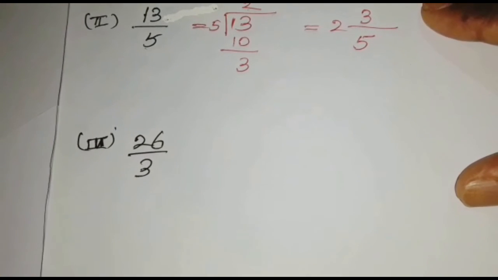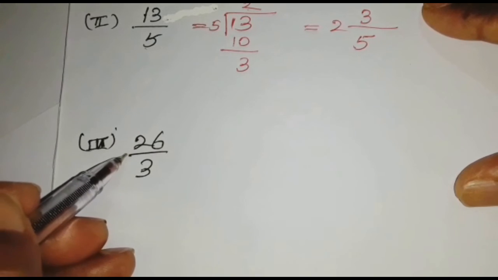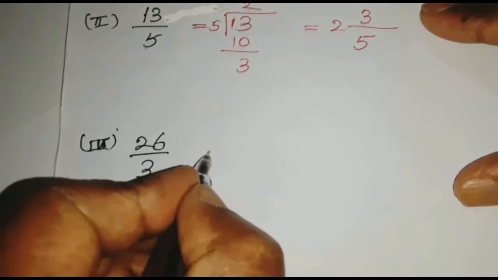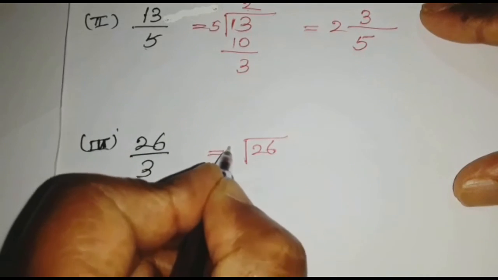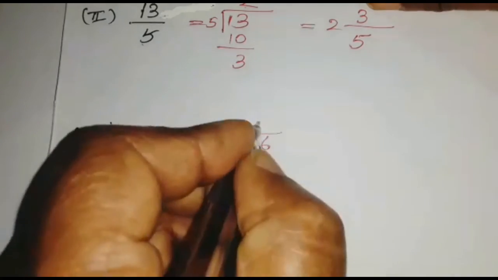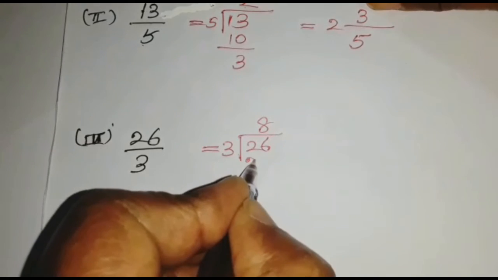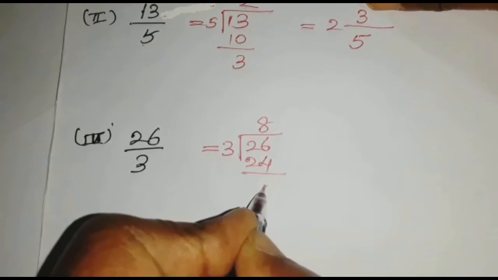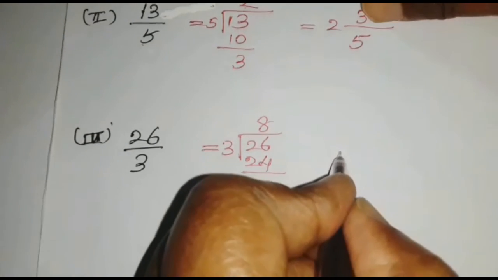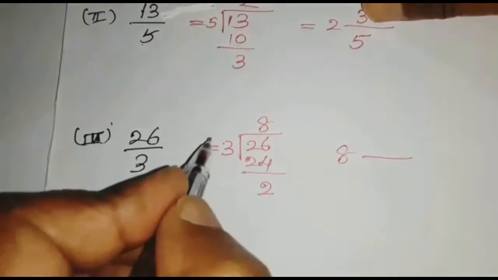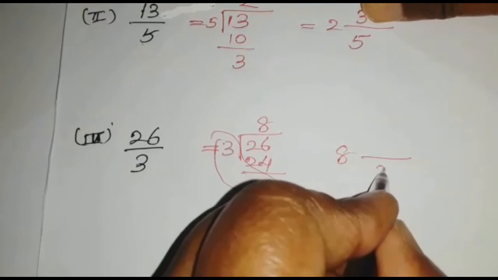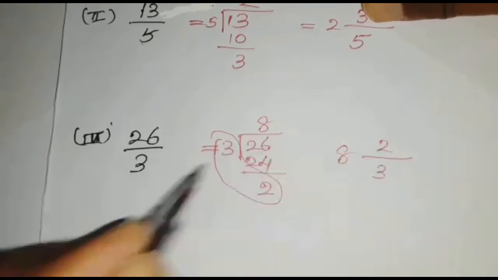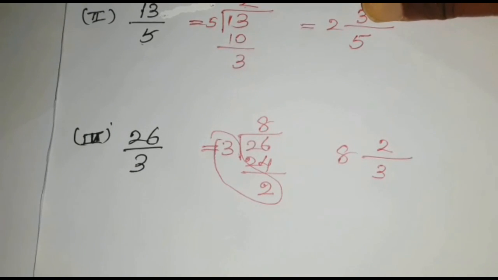Next one, 26 over 3. So we have to divide 26 by 3. 3 into 8, 24, remainder 2. So the whole number is 8. The fraction is denominator 3, numerator 2. Answer is 8 2/3.